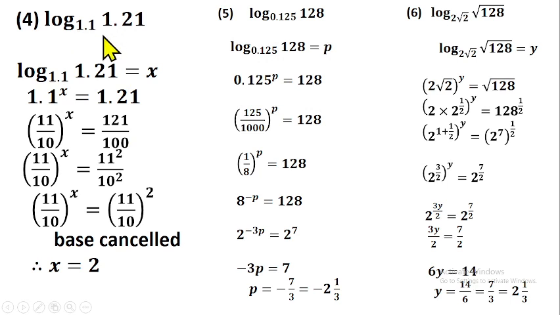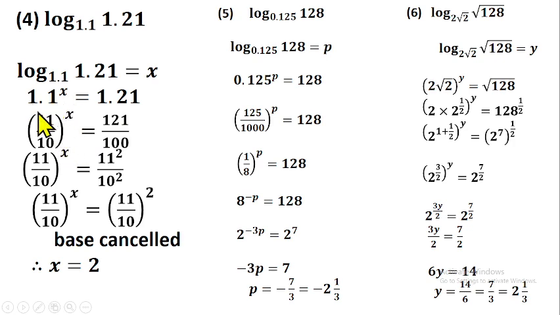You're having log of 1.21 base 1.1. That is, how many times can you raise 1.1 to get 1.21? Is it possible? Let's see. Since we don't know the answer, you can call the answer x. So that means 1.1 raised to power x will give us 1.21.